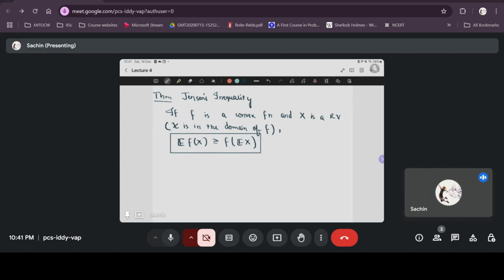Yes, a concave function we have defined as a function for which minus f is convex. So you can use the inequality for minus f, then it will become expected value of minus f of x is greater than or equal to minus f of expected value of x. And expectation is linear, so you can take out the minus sign and write it as minus E of f of x greater than or equal to minus f of E of x. And you can multiply by minus 1 on both sides, and the inequality will flip.